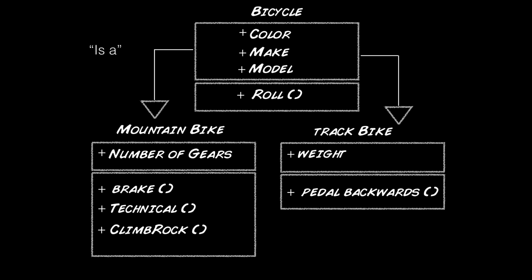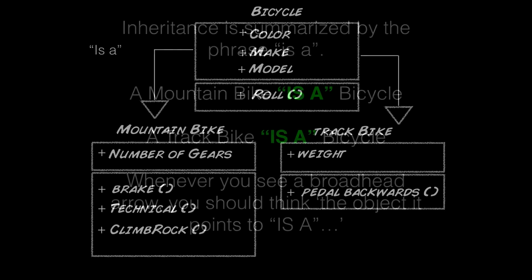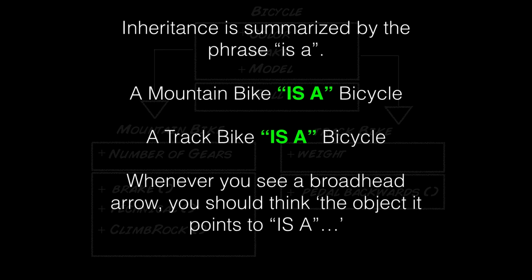And there's another key phrase when we talk about composition, "has a." So you have to remember the difference between "is a" and "has a." And we'll talk about "has a" a little bit later. And again, just to sum it up, mountain bike is a bicycle, track bike is a bicycle. And that broad-headed arrow is "is a."